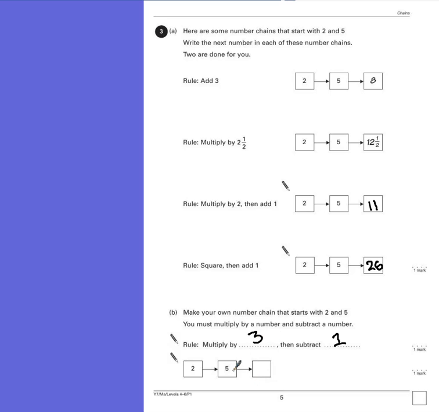We're going to apply this rule to the number 5 to continue this chain on to receive full marks on this question. 5 multiplied by 3 is 15, then subtract 1 would give us 14. So we've applied the same rule from the first part to the number 5, continued and completed our chain to earn our final mark.